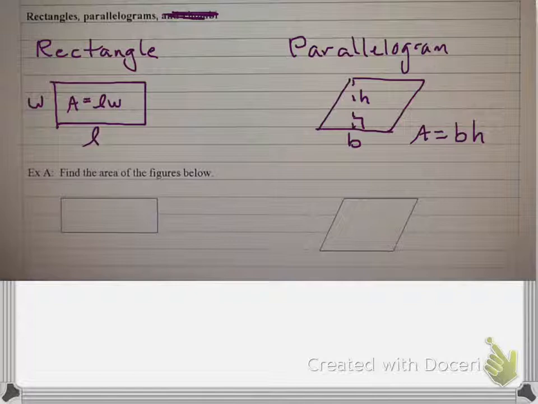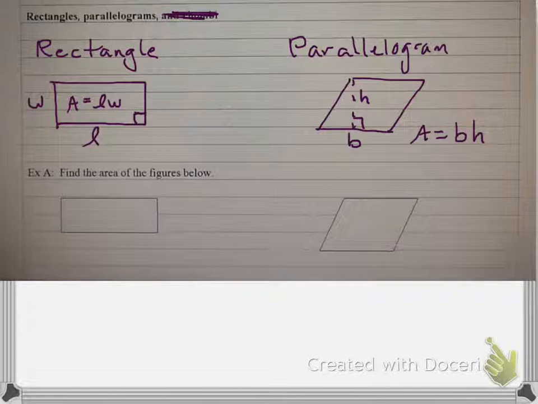Just because height is more technical because it has to be perpendicular to the base, which technically it is on a rectangle if you think about it. That's obviously a right angle right in there. It's just for some reason they've decided to do it in base times height versus length times width.